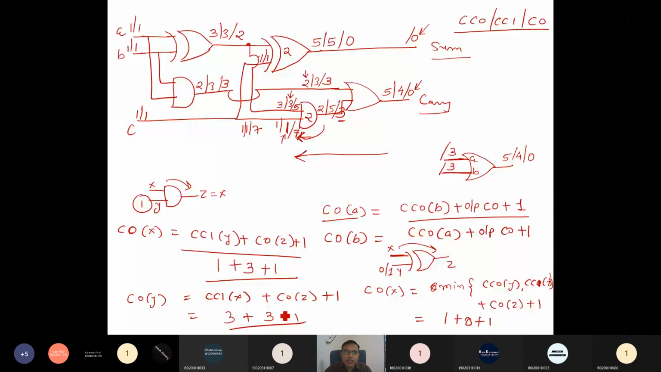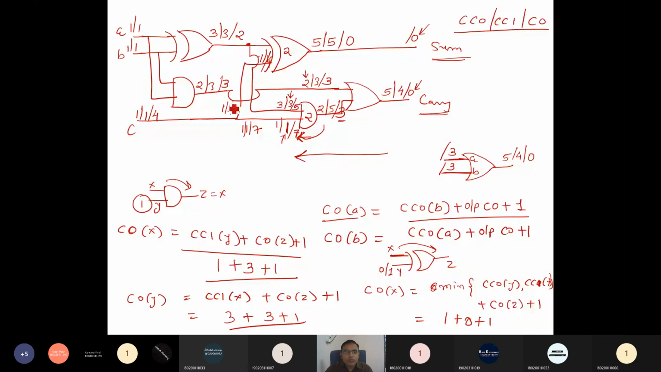Similarly for the other input, this value is 3 plus 0 plus 1, so this will be 4. So this line has 1, 1 and 4 and this line has 1, 1 and 7. So we have to take the minimum of these two. So 1, 1 and 4 we take as the observability. So we can observe this C through this line with less observability at this primary output. If you want to observe this C at the carry primary output and the observability value is higher, it is more difficult.